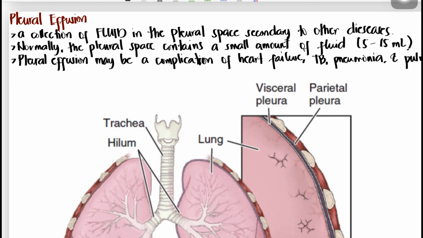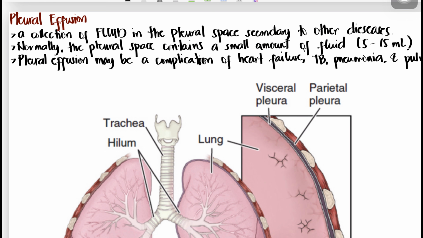Okay, good day, nurses. For today, let us discuss pleural effusion. Pleural effusion is a collection of fluid. It can be water, blood, or pus. Saan siya nagko-collect? It accumulates in the pleural space and it is secondary to other diseases.